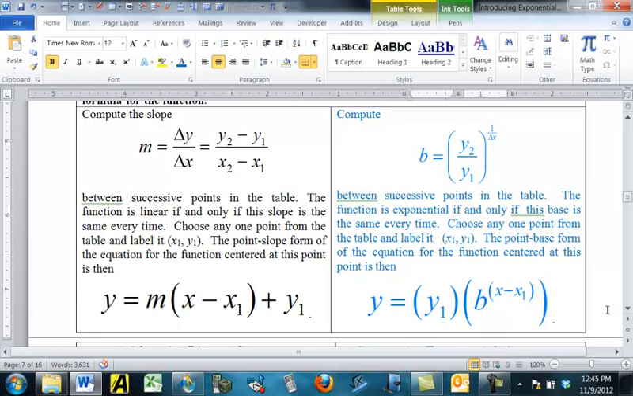Okay. On the other hand, for the exponential, we compute the base each time, which is y2 divided by y1 to the 1 over delta x power. You do that between successive points in the table. If that's the same each time, that's an exponential function, and it has a formula like you see here below. Y equals y1 times b to the power x minus x1.